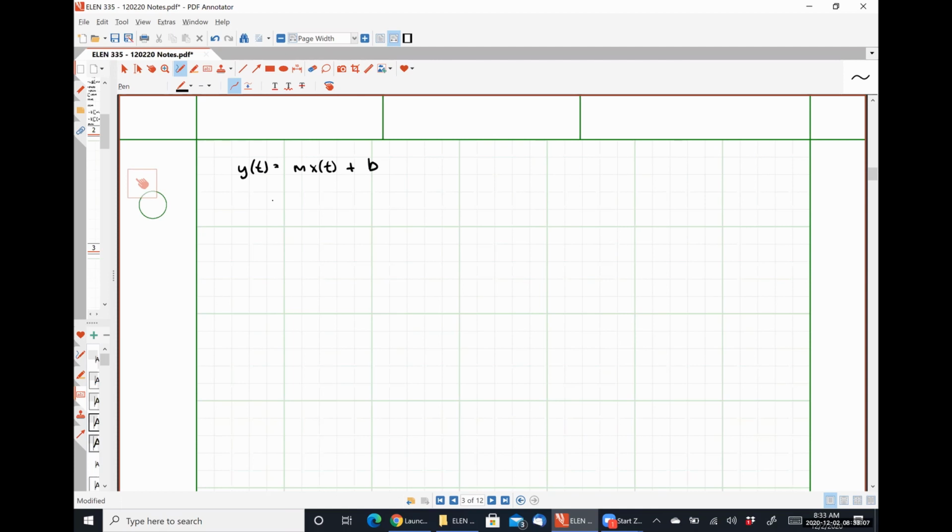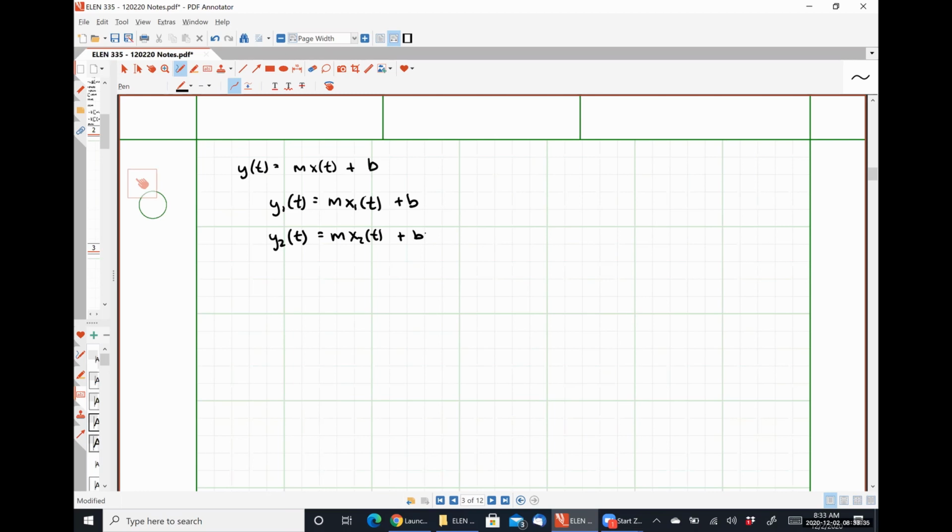So if I have some input x1, I could say that my output y1 of t would be caused by m x1 of t plus b, and similarly y2 would be m x2 plus b. I'm going to do the exact same thing I did previously. I'm going to scale my first equation by alpha, and I want to be clear here.